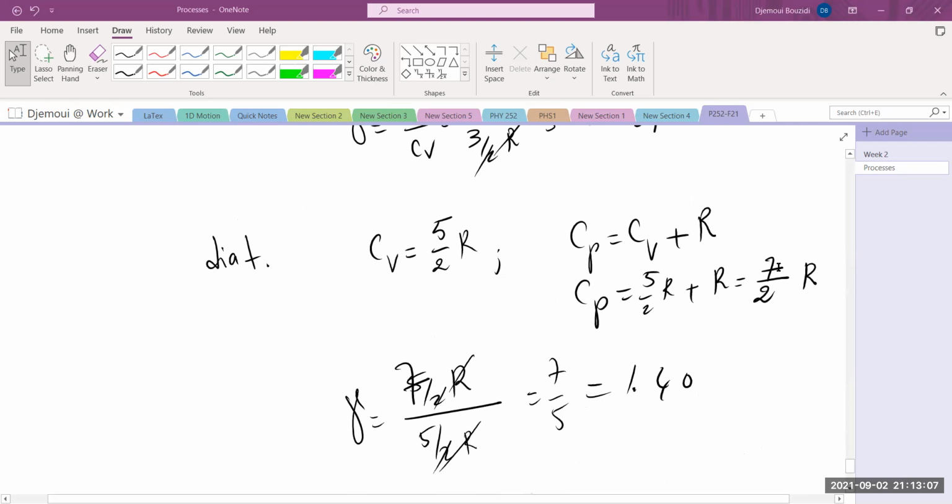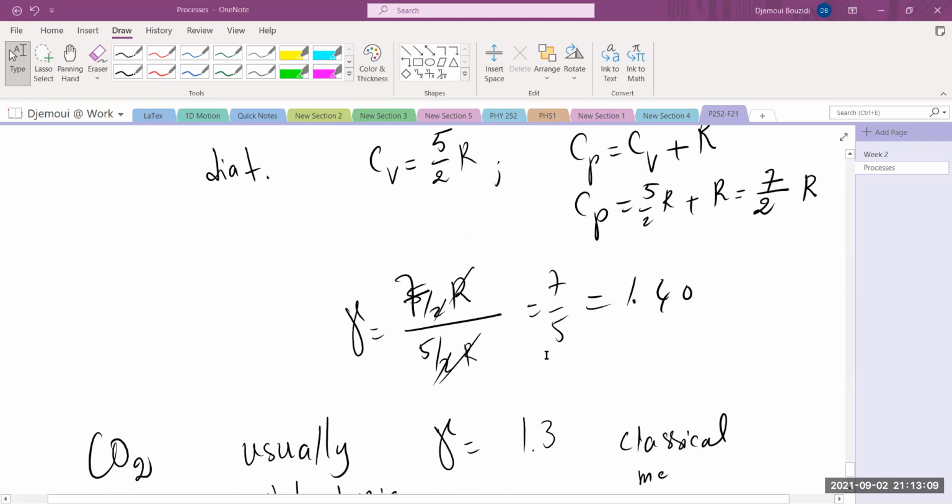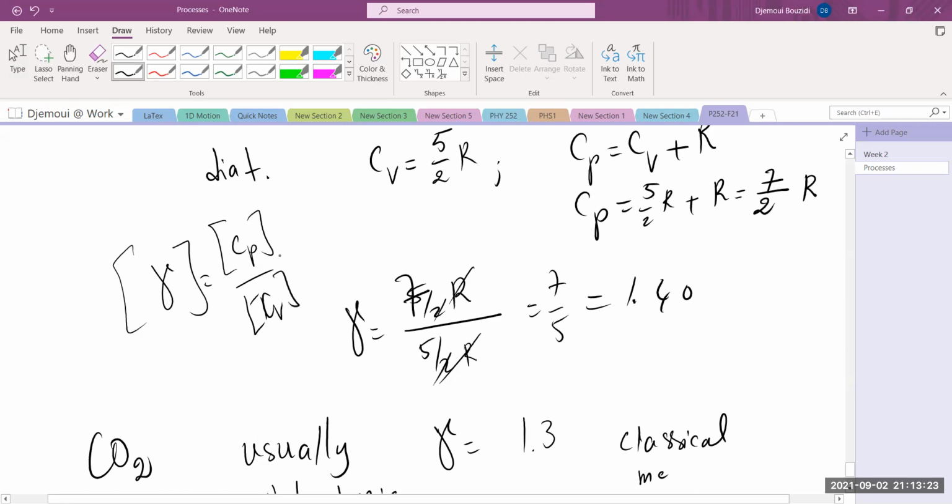For diatomic gas, these are the numbers, and gamma at the end would be a number with no dimensions. Gamma has no units because it's 2 quantities that have the same units. This is the units of R, and this is the units of R. So this has units of 1. It's basically a number, okay?